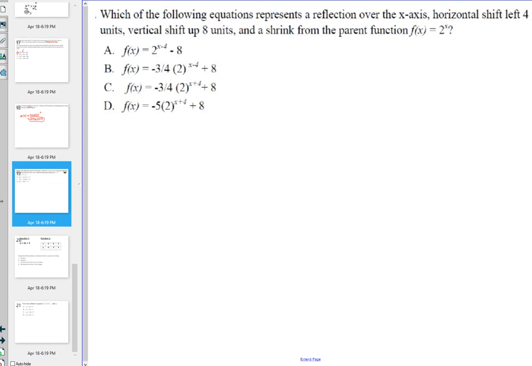Which of the following equations represent a reflection over the x-axis? Okay, this is transformation. So x-axis reflection. That means A has to be a negative. Okay, so let's identify A, H, and K. Horizontal shift left 4 units, so H would be -4. But remember that means it's going to look positive, and vertical shift up 8, so it's going to be an 8. Oh, and a shrink.